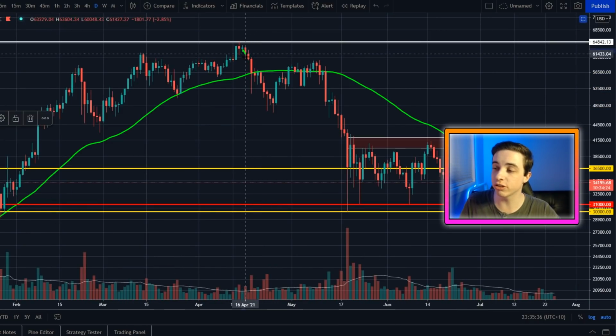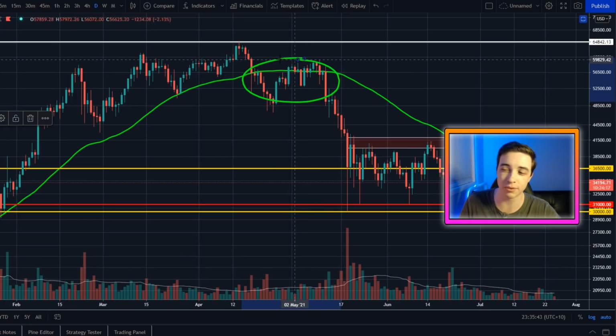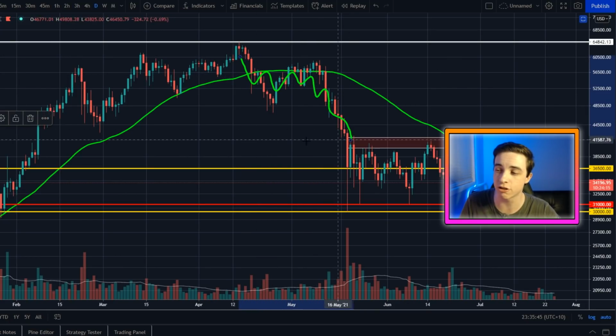And then as soon as we actually broke below that moving average, came back up and really found a lot of resistance along that level, that was basically the sign that we were starting to form a bit more of a downtrend here in the short term.